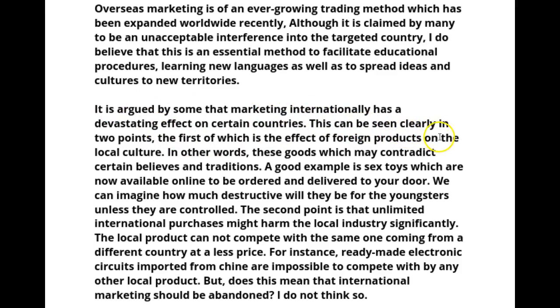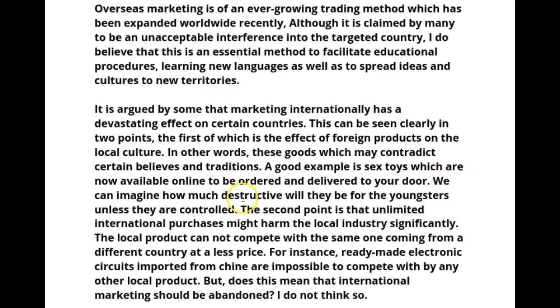This can be clearly seen in two points, the first of which is the effect of foreign products on local culture. More specifically, some goods may contradict certain beliefs. A man believes, this is the correct use of this, is when someone believes something. But here, we're talking about people's beliefs. To believe, the verb, a belief, the noun. Certain beliefs and traditions. A good example is sex toys, which are now available online to be ordered and delivered to your door.